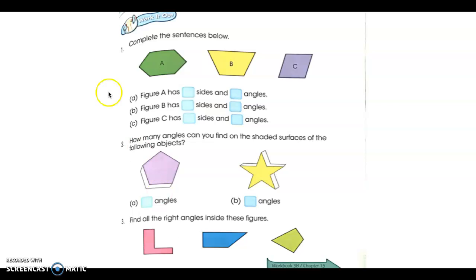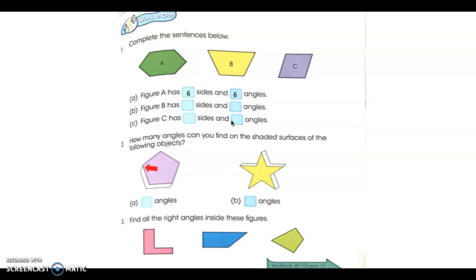Okay, now see, question number 1, A part. Complete the sentences below. Figure A. This figure has how many sides? This figure has 6 sides. And how many angles? 1, 2, 3, 4, 5, 6. We have 6 angles. You can do B and C.